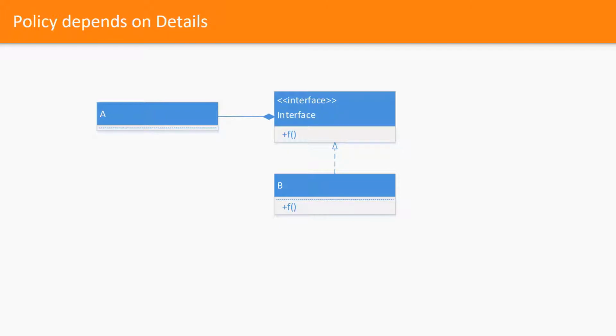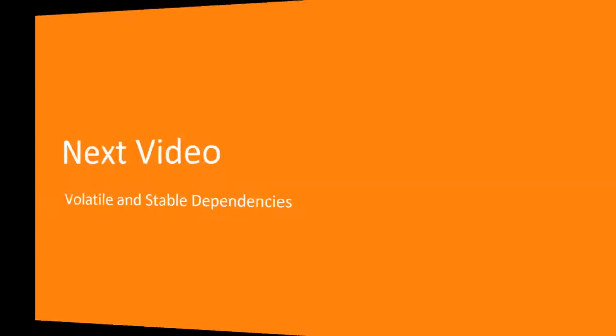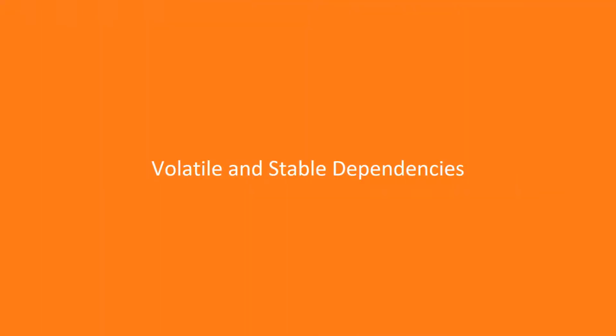Okay, those were the basics of what dependencies are. In the next lecture, we will take a closer look at 2 major types of dependencies. This lecture is titled Volatile and Stable Dependencies.